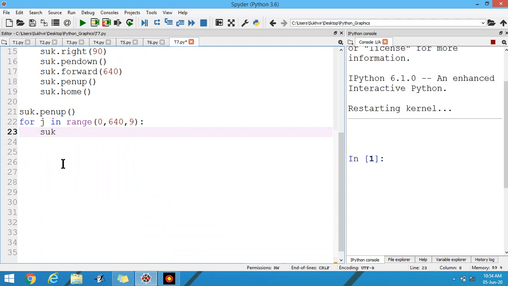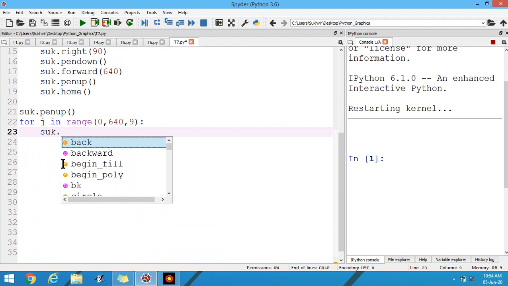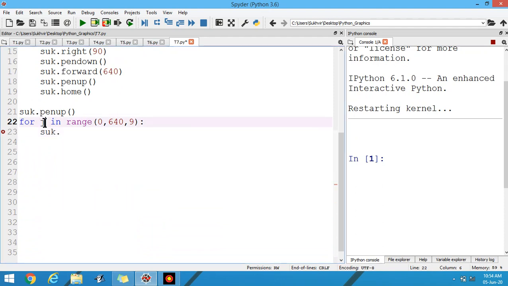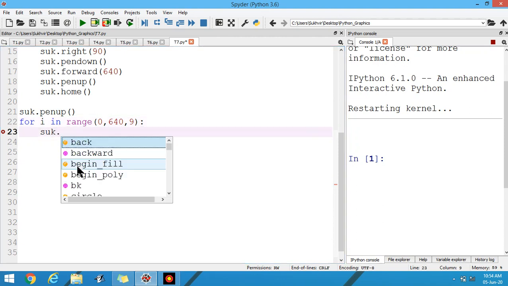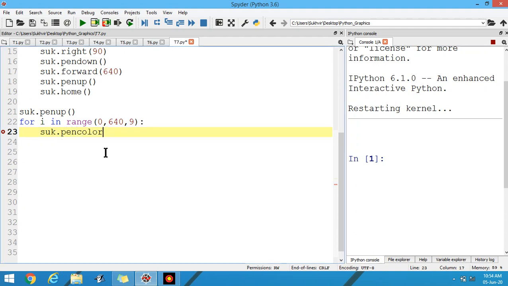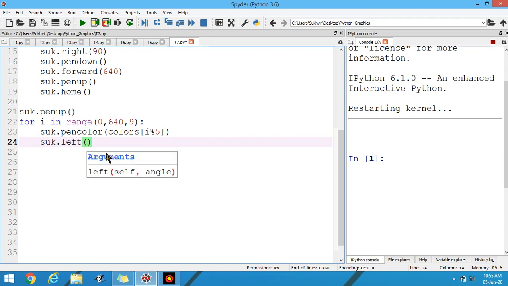And suk dot pen color, you can use i here, so that we can implement the same color conditions. Dot pen color, and inside the bracket you can write colors i modulus 5, and suk dot left at an angle of 180.